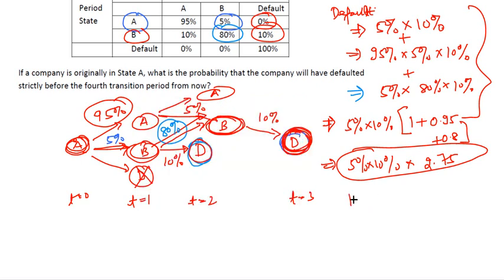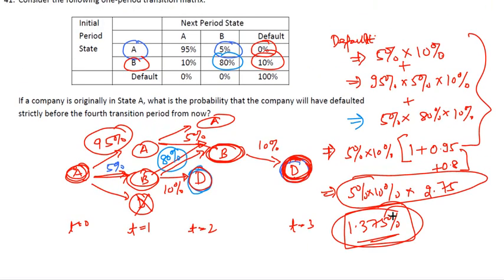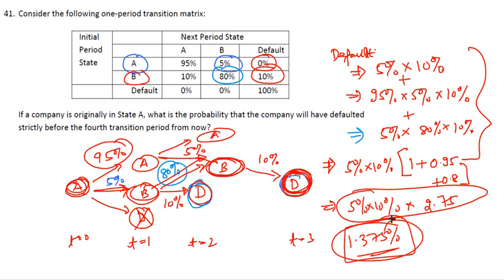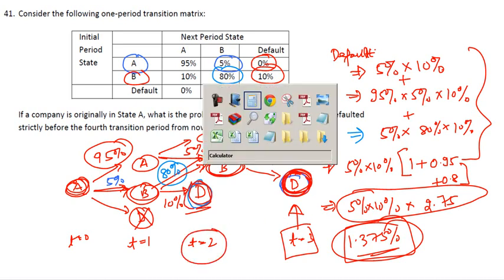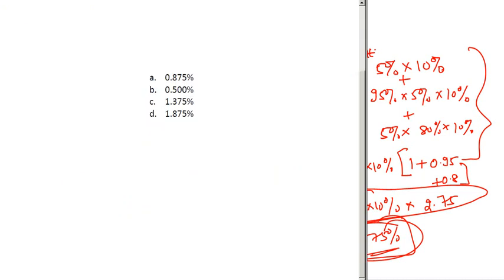So your answer will be 1.375%. This is the probability that a company would be in default before the fourth migration, or we can say by t equal to 3. Default is happening at t equal to 2 and at t equal to 3. If you see the answer options provided by the institute, answer option C would be correct over here.